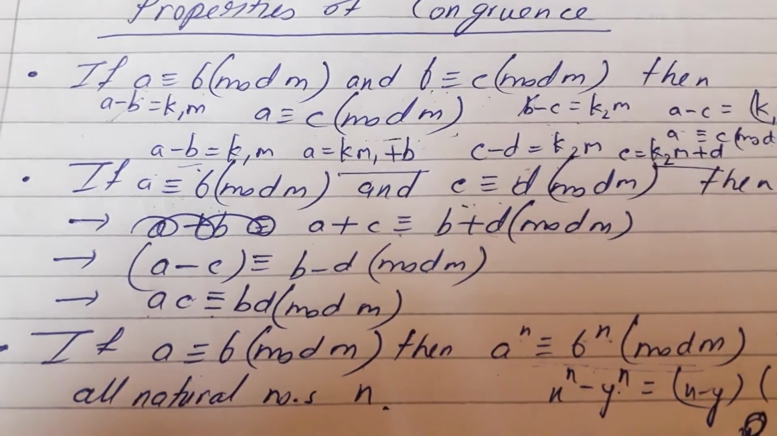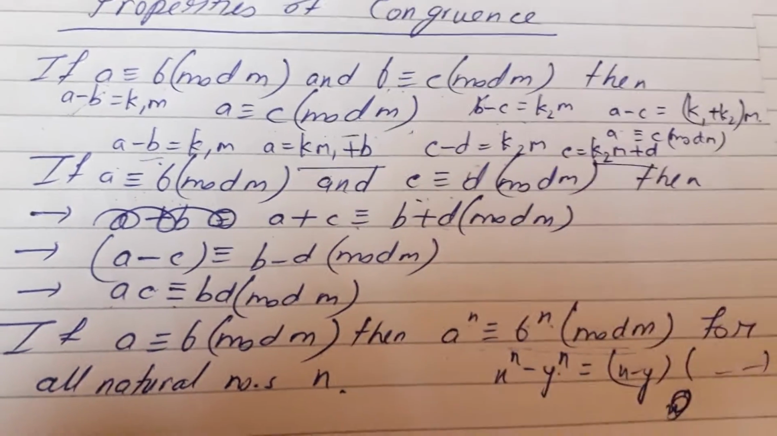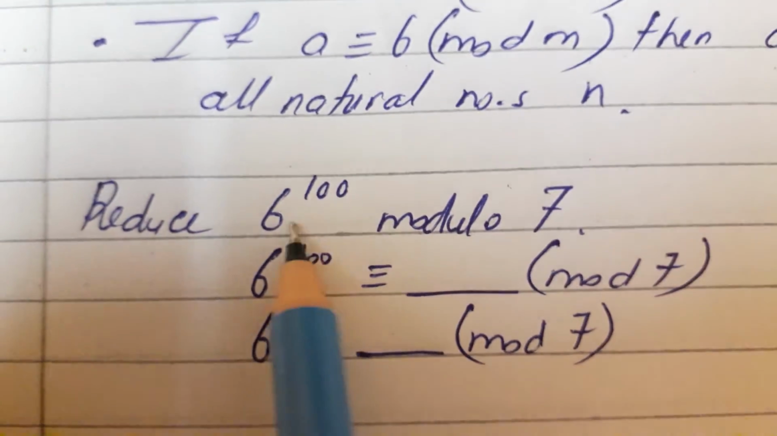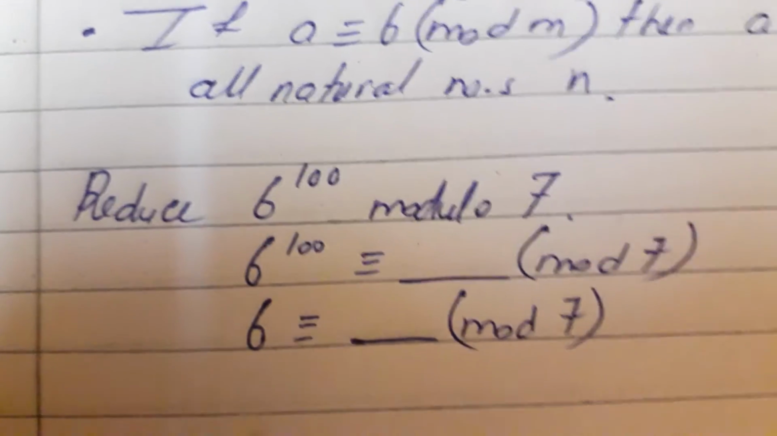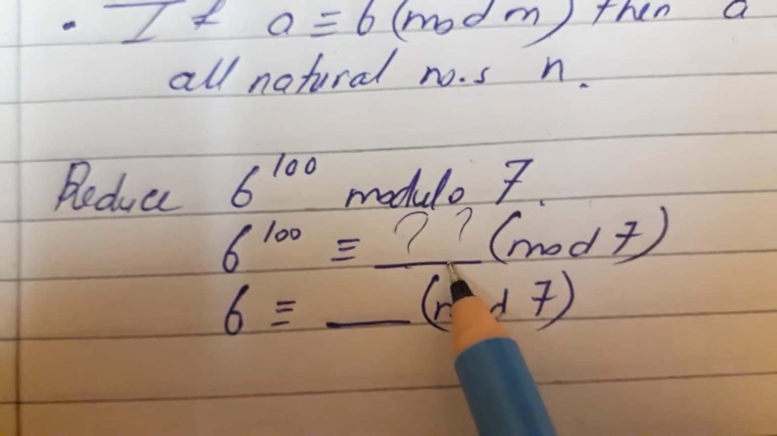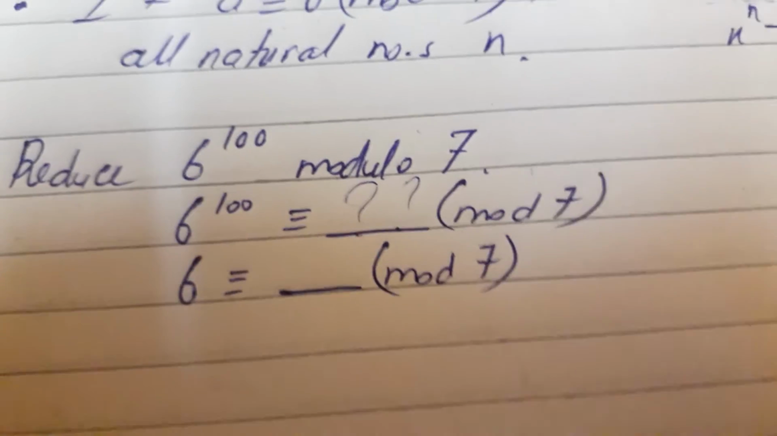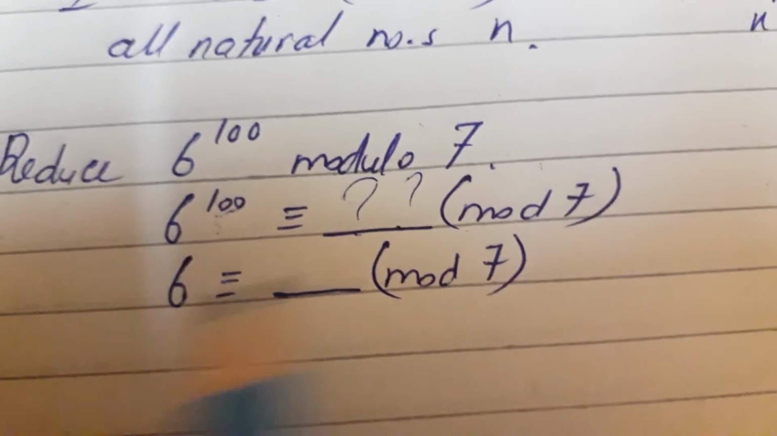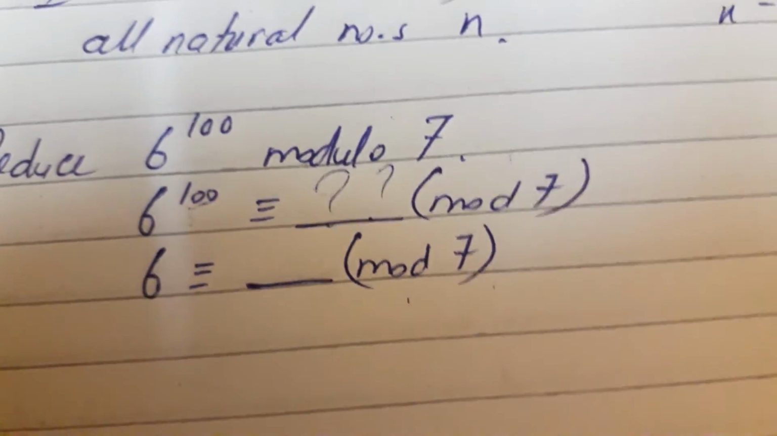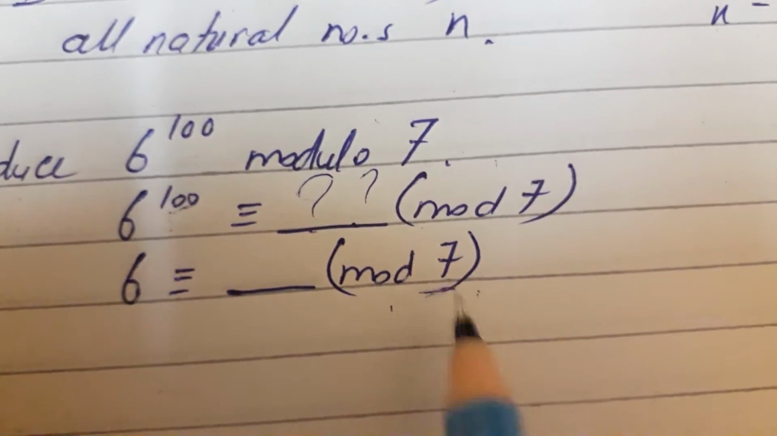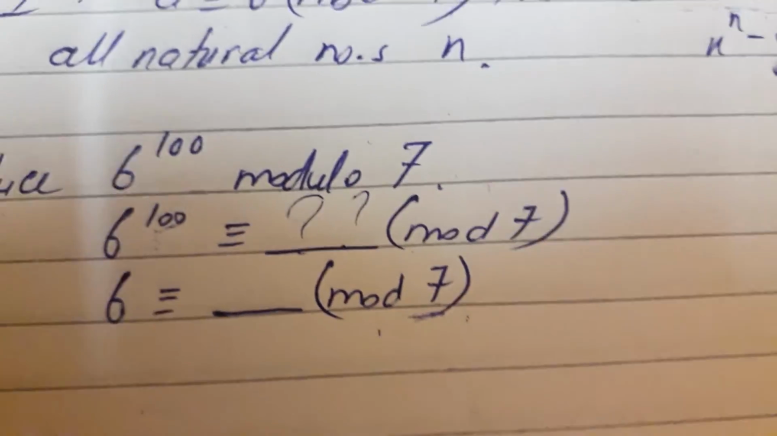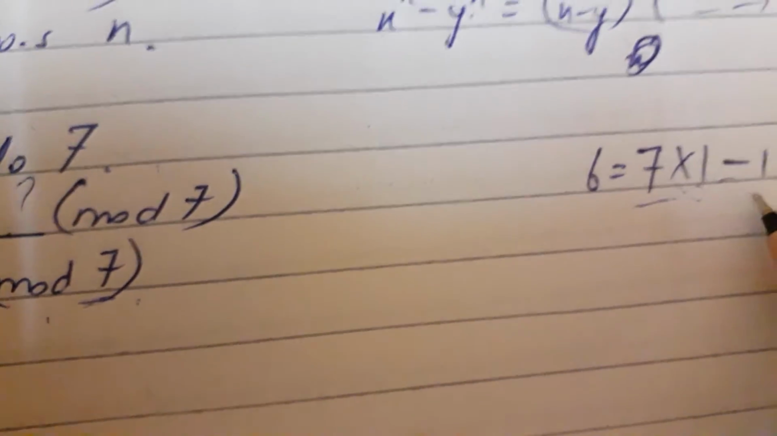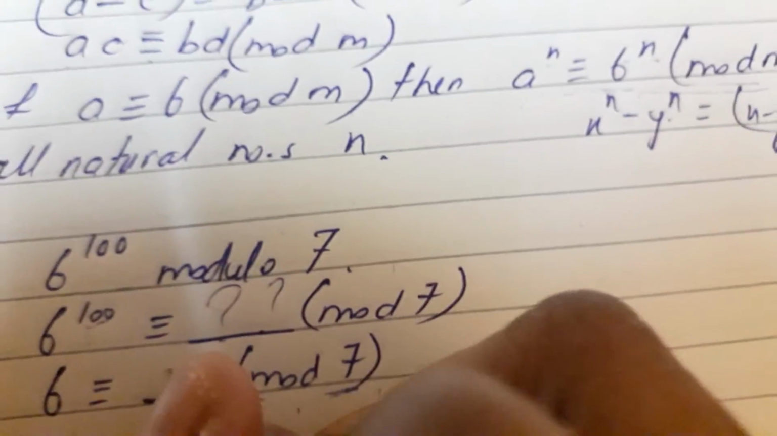Now we will start solving problems, so it can be very clear to you. Now see, the first question is, reduce 6 to the power 100 modulo 7. It means you have to find the remainder in this way. In the first step, forget about the exponential power, only take 6 congruent mod 7. Here 7 is the divisor, so we can write 6 as 7 into 1 minus 1. So the remainder in this case will be minus 1.